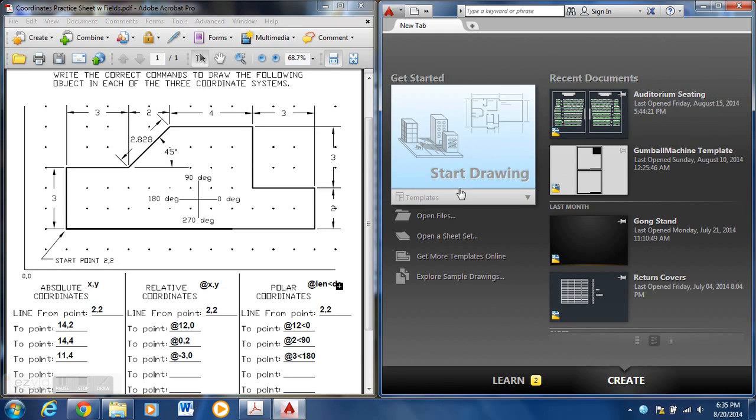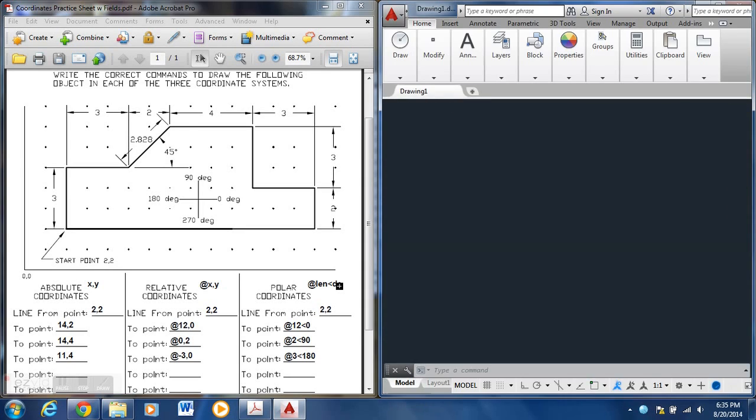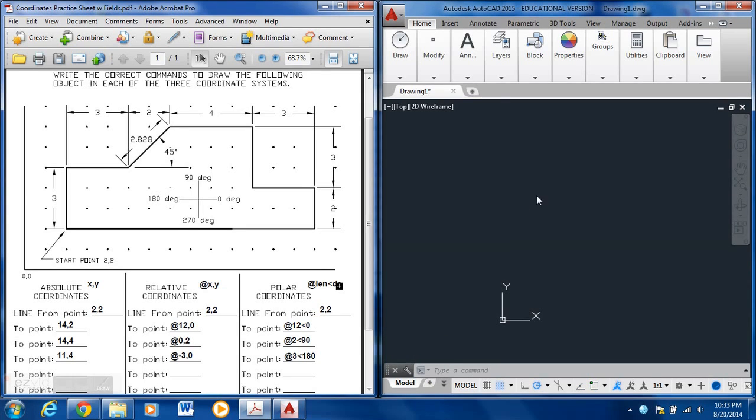So I'm going to go over here to AutoCAD. For this drawing, I would just say use no template, start with the imperial inch measurement system. And here's our drawing. Okay, so over here in AutoCAD, we're going to make a little bit of a change to the assignment.